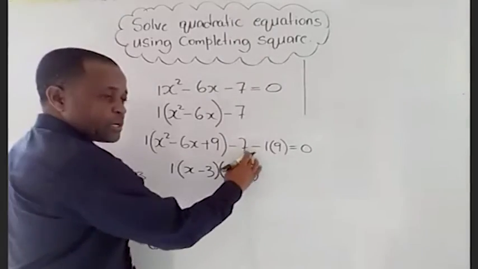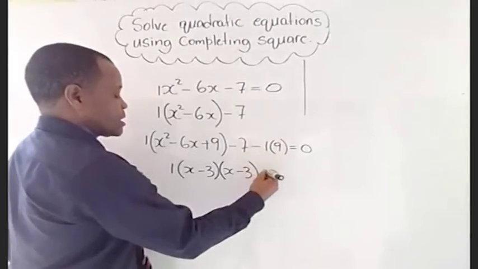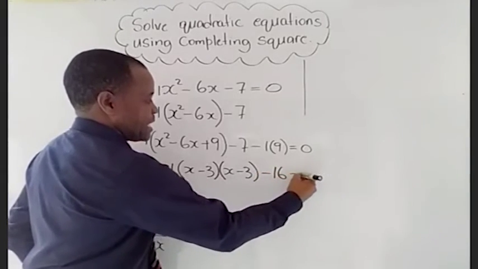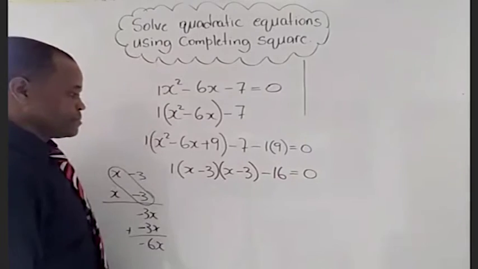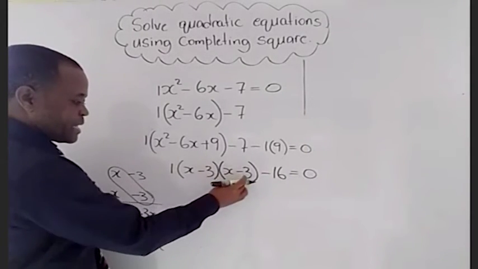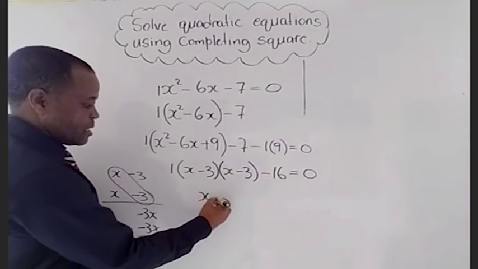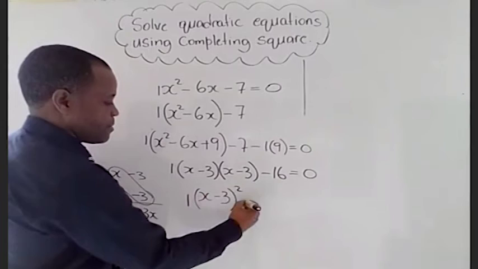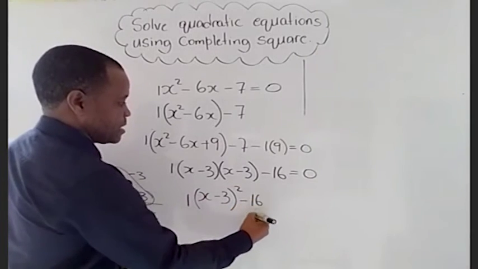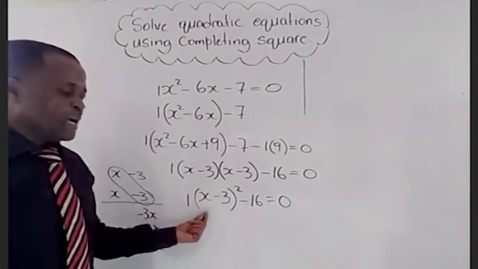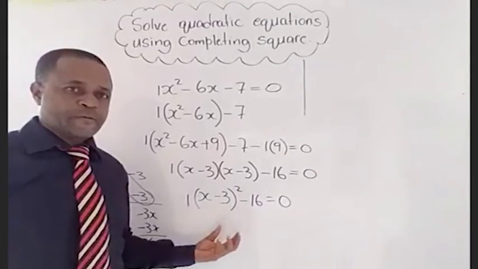I need to simplify what is out here now. So this is going to give me -16, and that is now equal to 0. As you notice, we have the same thing in both brackets. So this now ends up to be x minus 3 all squared minus 16, and that is now equal to 0. So we have it now in the completed square form.